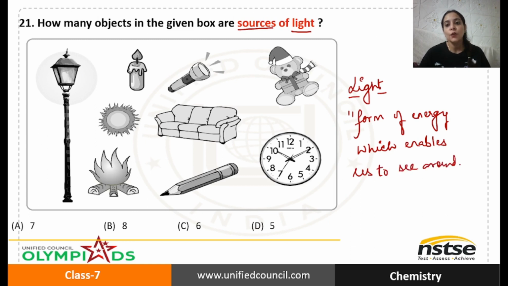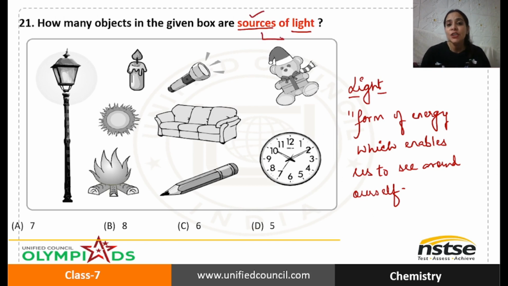So light is a form of energy which enables everybody to see around us. If there were no light, then you wouldn't be able to see anything, you wouldn't be able to look at anything. So light is a form of energy due to which you can see things around us. Now let me tell you, what do we mean by sources of light?